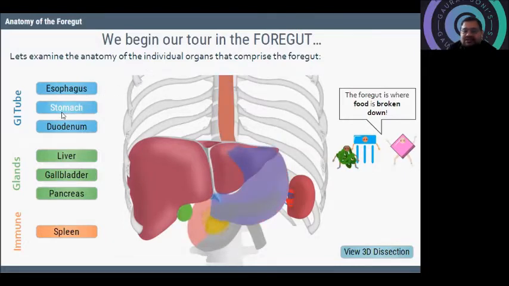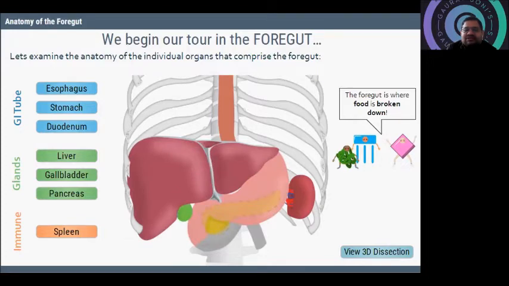Then the stomach, it is a collecting organ. Whatever food we eat is collected here. Then the duodenum, the kitchen, that is the place where digestion basically takes place. Then there are glands: liver, gallbladder, pancreas, and this is the spleen. So this is the further division of our foregut, that is the regional overview.